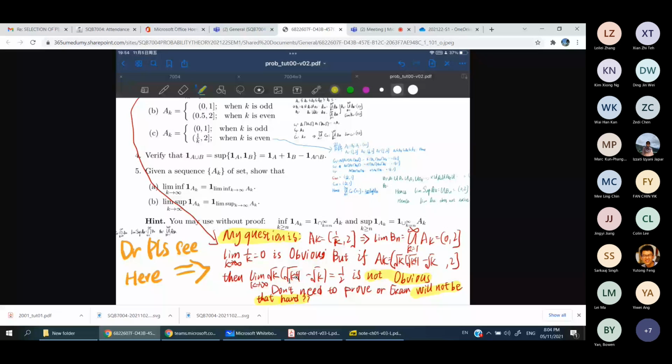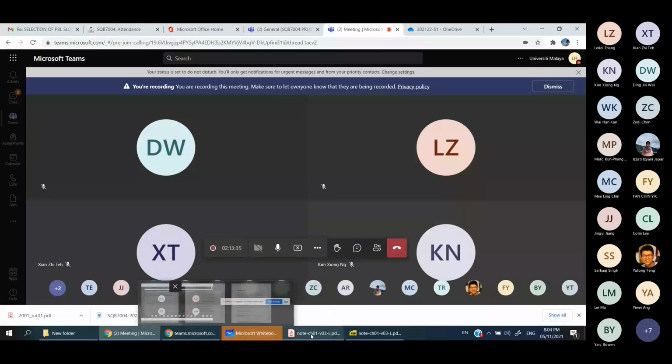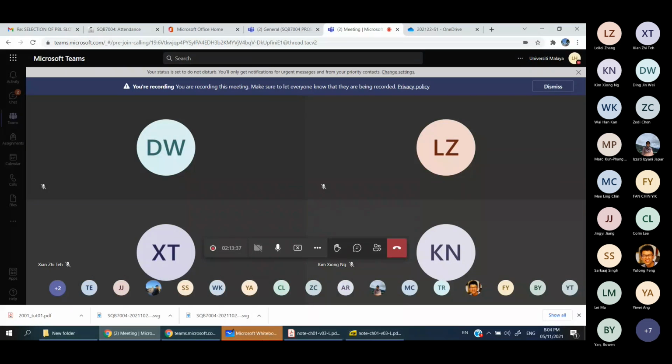For example, like this, when I just look at it, I'm not sure whether the limit is really half or not. Is it really half? Yes, I think so. Yes, it's half. But never mind, in this case maybe you can just write a few steps to explain it. I hope I have answered your question.